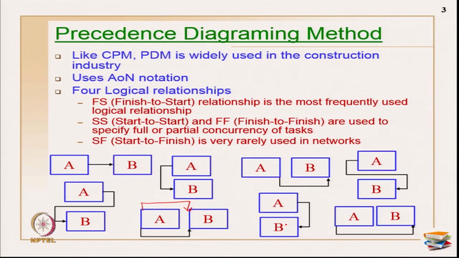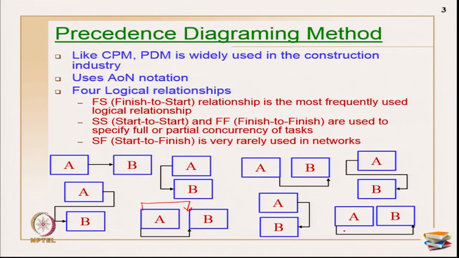And the next is start finish relationship, which is these two figures. So, this explains that after activity A starts, B should finish, which is very rarely used in networks and is not that widely used. Okay. So, these are the four relationships we have in PDM networks.